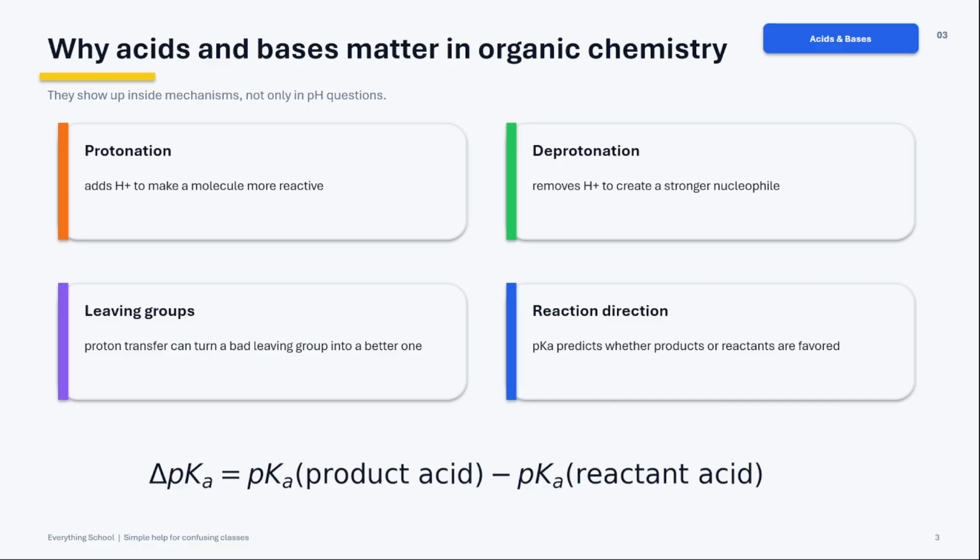And reaction direction is usually predicted with pKa. So this topic is not just one small chapter. Acid-base thinking appears again and again in organic chemistry. If you understand this now, mechanisms later will feel much less random.